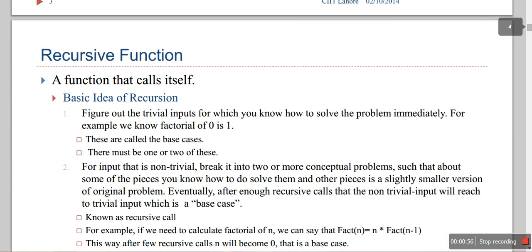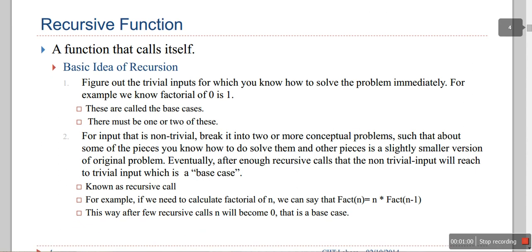The basic idea of recursion is that there are two things: one is a base case and the other is a recursive case. The base case is the trivial input, where you know the solution to the problem immediately. For example, we know the factorial of 0 is 1. These are called base cases. There must be one or two of these.